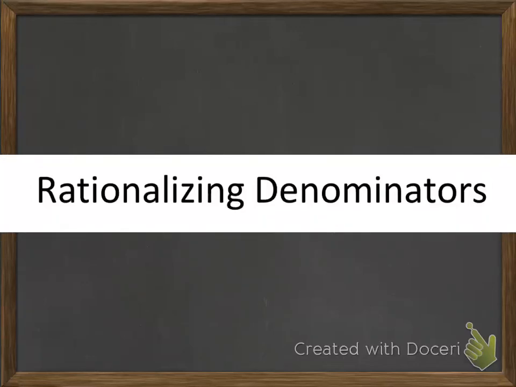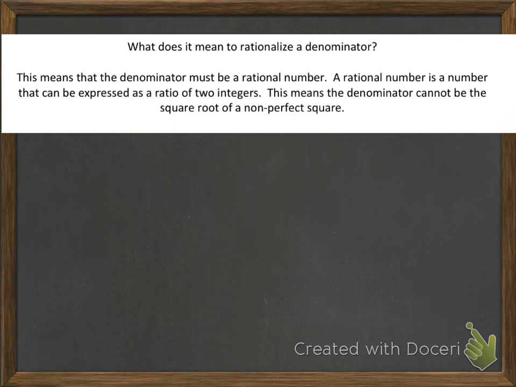Welcome to this video on rationalizing denominators. What does it mean to rationalize a denominator? This means that the denominator of a fraction must be a rational number. Remember, a rational number is a number that can be expressed as the ratio of two integers. This means the denominator cannot be the square root of a non-perfect square.